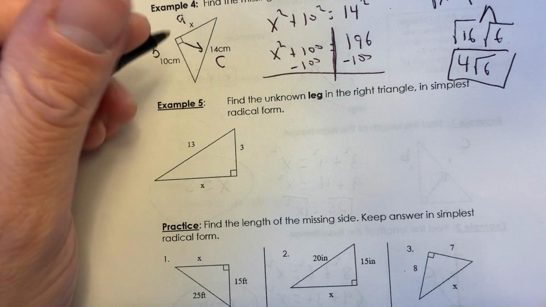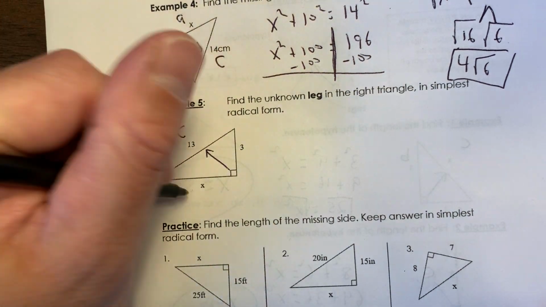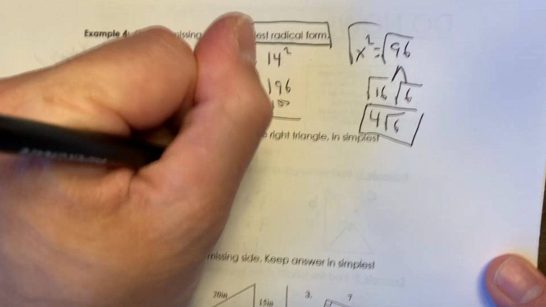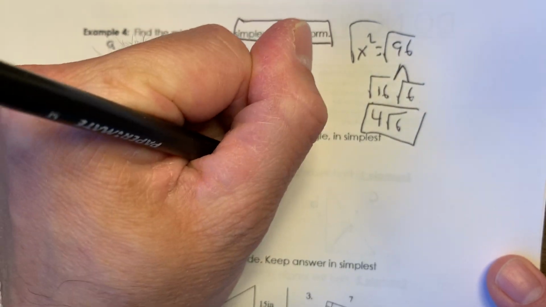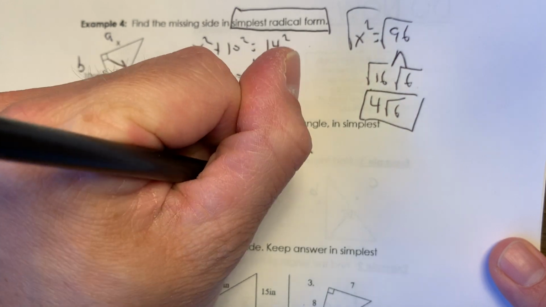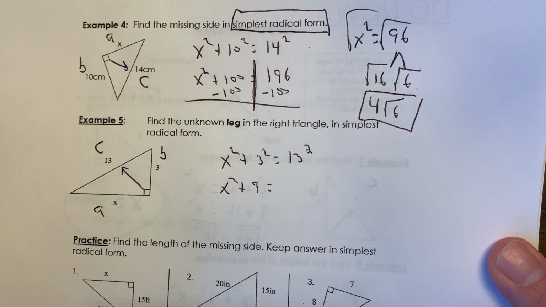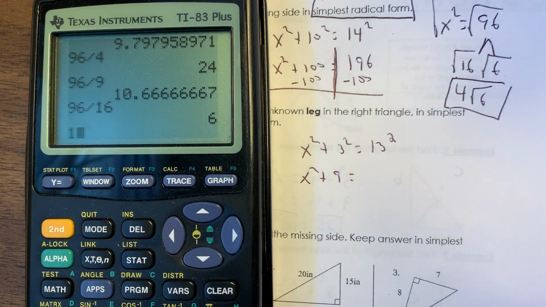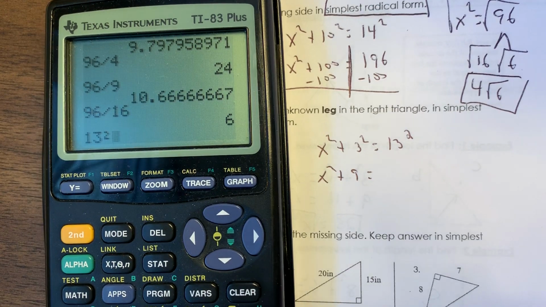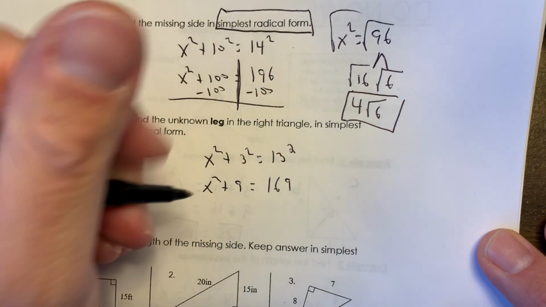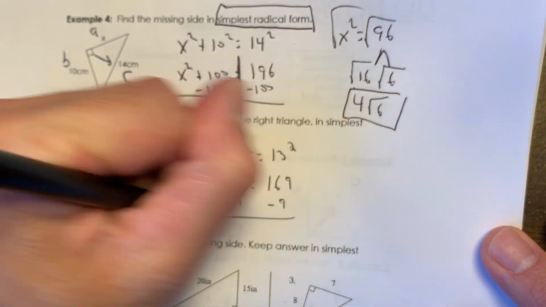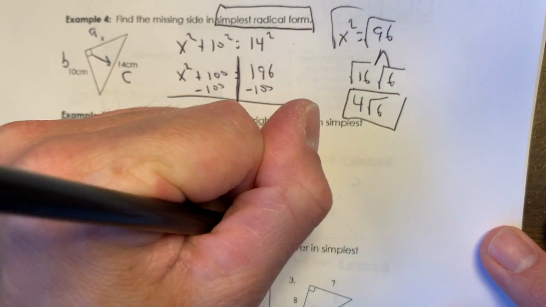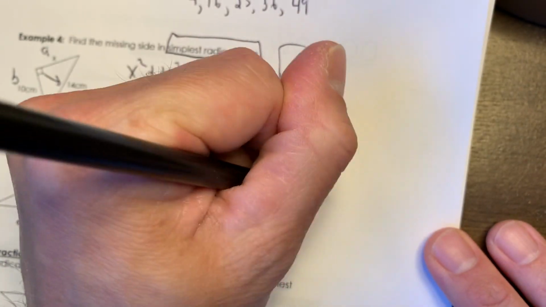All right. This is C, because it's across from the right angle. This is A, this is B. So, x squared plus 3 squared equals 13 squared, right? X squared plus 9 equals, I don't know what 13 squared is. Actually, I do know it. Look, it's 169. Boom, see? All right, 169 minus 9, x squared equals 160. Okay, I'm going to write it up here.